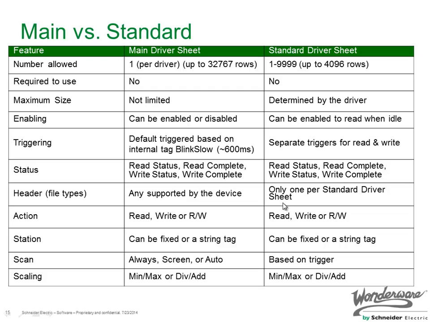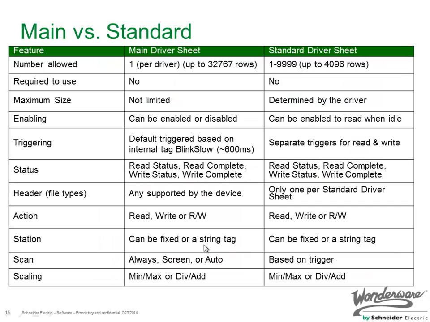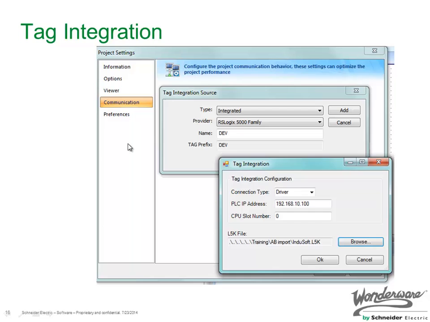Have the same status fields. The scaling can be done here. Now the triggering is, oops, I went ahead a slide here. The triggering or the scanning is based on always or screen, and in the standard driver sheet you get to figure out when you want to do that, and you can do your scaling for min and max or divide and add as well.